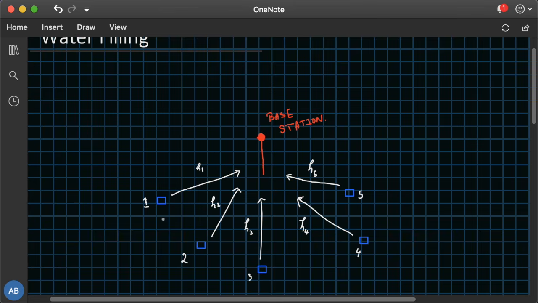Furthermore, let's say that the noise at each user is denoted by sigma K. So the noise in the equipment at user 1 is sigma 1. That's the standard deviation of the noise. The noise at user 2 is sigma 2. That's the standard deviation of the noise random variable, and so on.